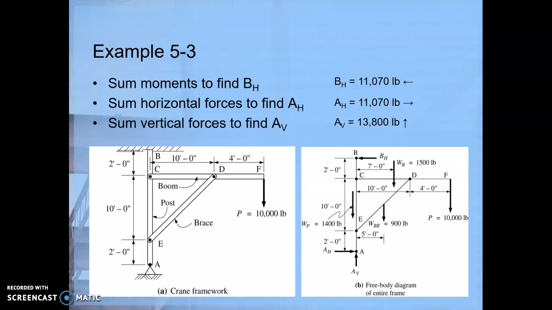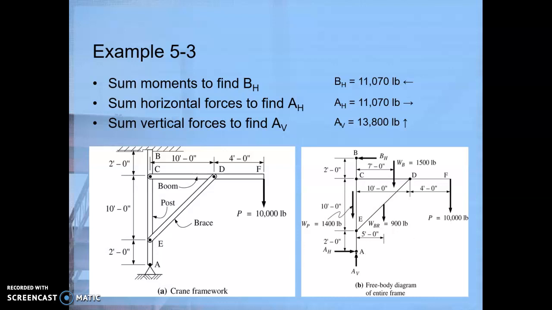Okay, welcome back to another video in our statics class. We are looking at frame analysis. And in the previous video, we had started this example 5.3 problem from the textbook. And the first thing we did was find all of the reaction forces.